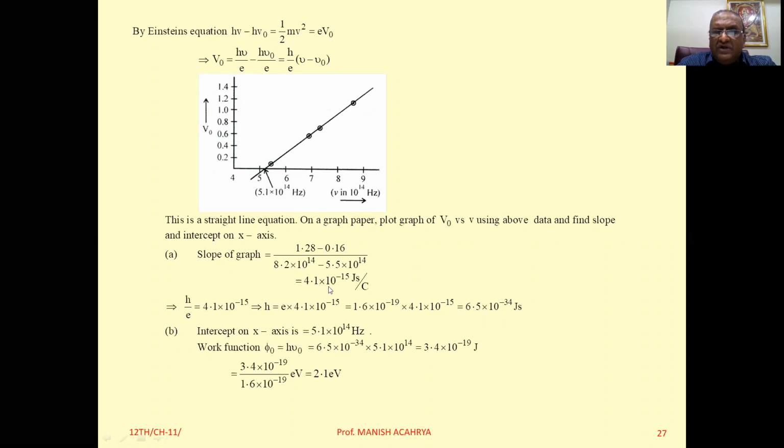It will come to 4.1 into 10 raised to minus 15. Then take E on the right-hand side and make H the subject. You will get the value of H. Then the intersection on the frequency axis is the threshold frequency. Once you get the threshold frequency, the work function phi is H nu 0. Substitute the value of H and nu 0. You will get the work function in joules, then divide it by 1.6 into 10 raised to minus 19. Your answer will be in electron volts. Clear to all of you?